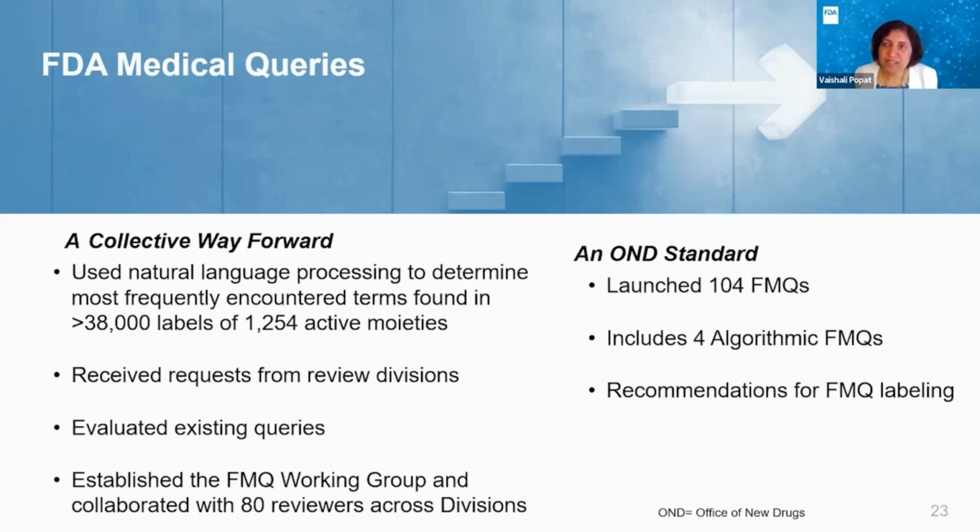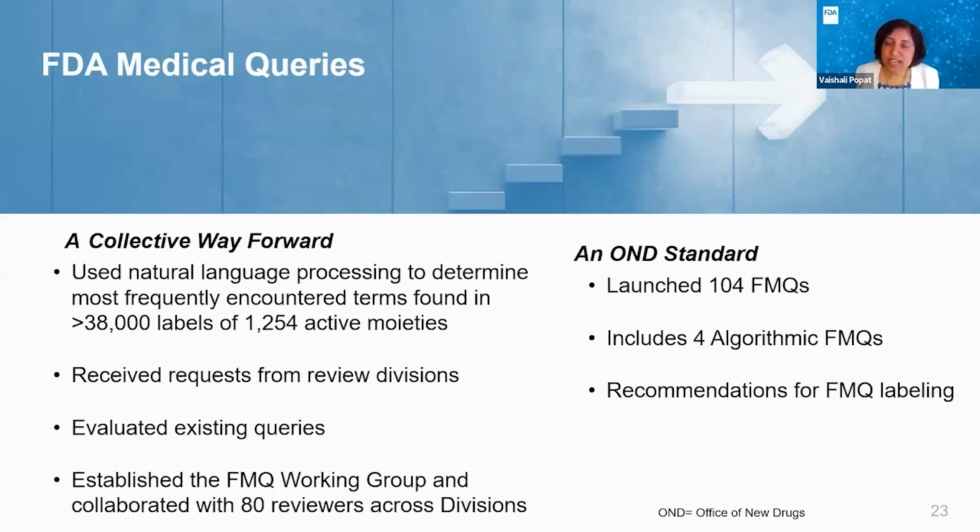There were a few terms that were not included, such as death, which is very absolute, and pain, which is very non-specific and can be very general. But for the rest of the 54, the first phase of FMQ development produced queries. Then we went to our review divisions and asked, are there any medical concepts that they are dealing with on a regular basis that they would like us to develop queries on? We received quite a few recommendations from the divisions.